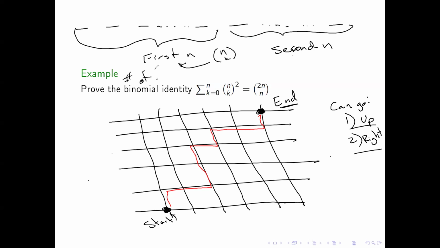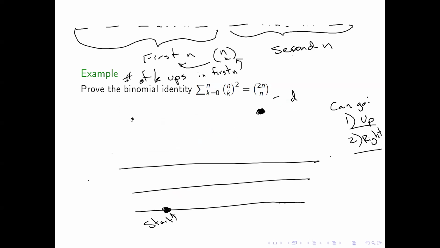So what I'm saying is this can count the number of K ups in the first N moves. I'm gonna go ahead and erase my grid now, because instead of having the grid, I'm gonna illustrate this with the sequence instead.